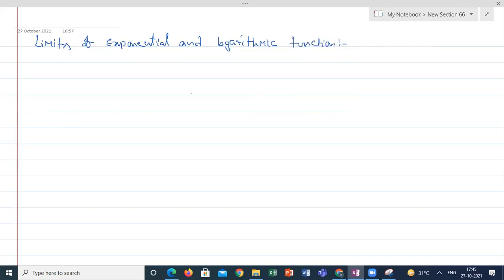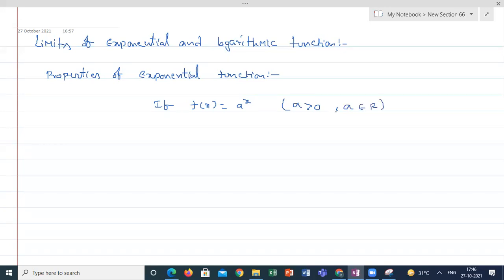First, try to understand the properties of exponential functions. If f of x is equal to a power x, then it is called an exponential function. a might be e also, e power x or anything, where a is greater than 0 and x belongs to real numbers. First, a power 0 is 1. The second property: a power x into a power y can be written as a power x plus y, for all values of x, y belongs to R.